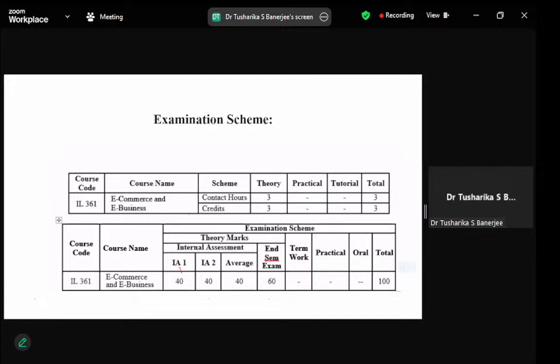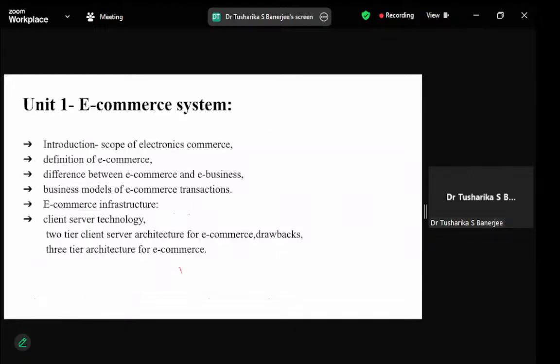In IA1 we will study the theoretical aspects in detail. So I will take you to the syllabus and make you understand that the syllabus is divided into 2 parts. Unit 1, 2 and Unit 5 are the theoretical parts of your subject.